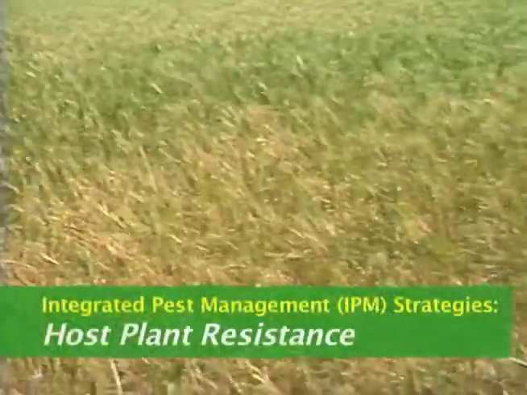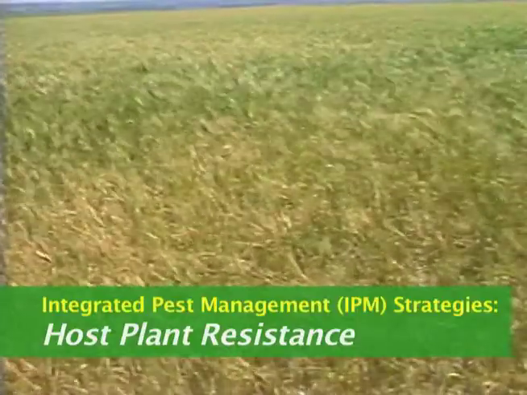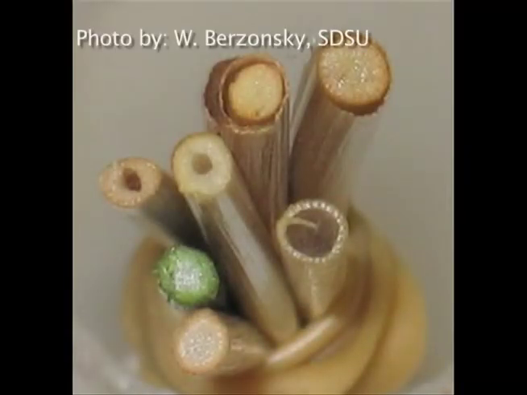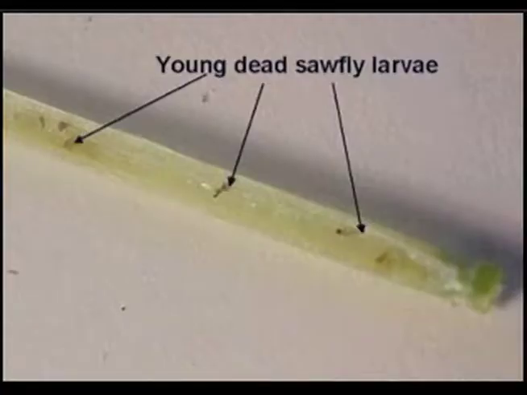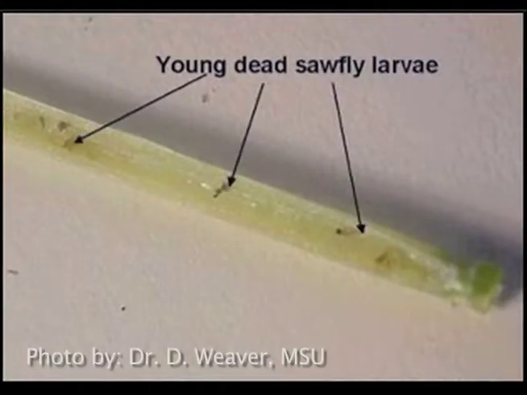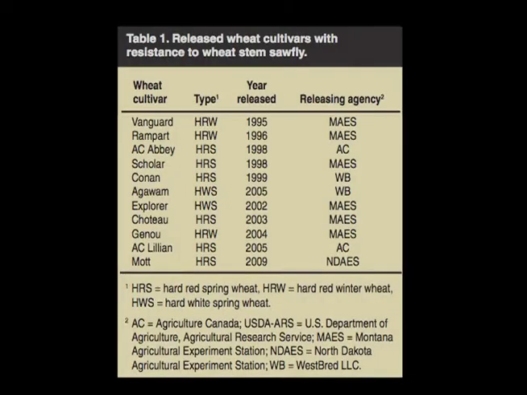In the early 1950s, researchers developed a sawfly-resistant variety of wheat. It was called Rescue. Resistant varieties have a stem filled with pith, taking away the sawfly's habitat. The larva cannot survive to cut the stem. Since Rescue, additional solid stem varieties have been released through the agricultural experiment stations of North Dakota, Montana, the USDA, and Canada. Examples of current varieties include Mott, Choteau, and AC Lillian.